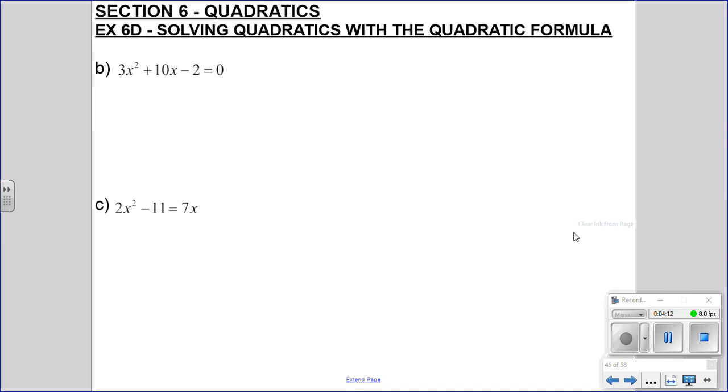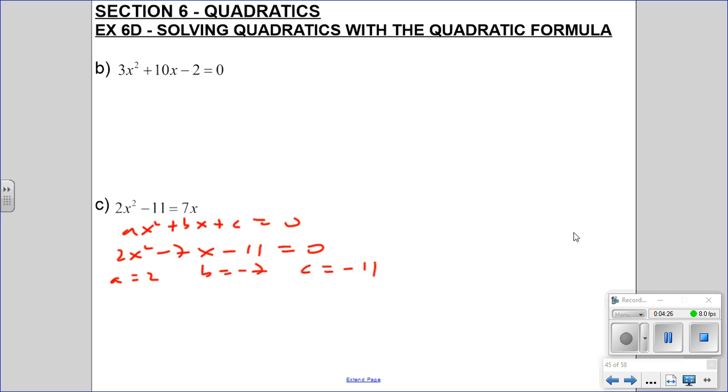If we rub that off. So part C, like I say, this is not in the form ax squared plus bx plus c equals 0, so we'll make it look like that. So take that 7x over. Brilliant. a must be 2, b must be minus 7, c must be minus 11. Quote the formula. So if you don't know the formula, just write it out lots of times until you remember it off by heart, because it's super important.